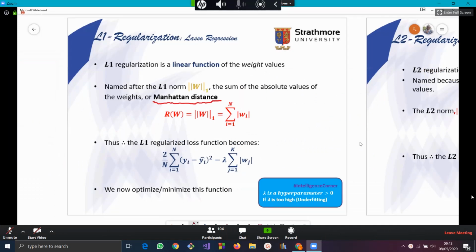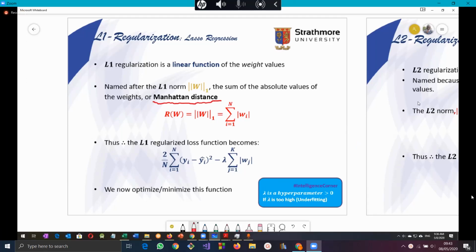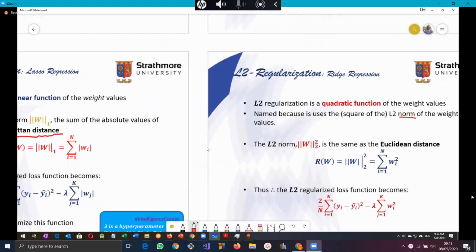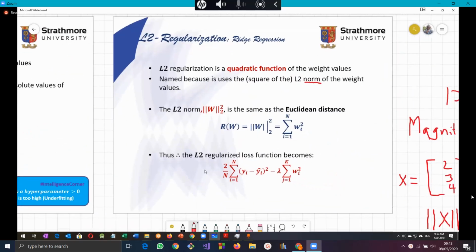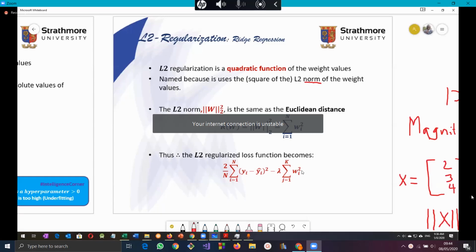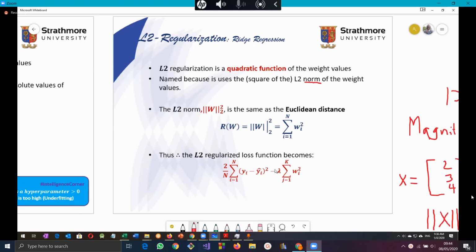L2 is the same, it's easy. You take the loss function as it is, then you minus lambda multiplied by the second norm. It's not difficult. Second norm means that you just take the weight, so we only have one weight, and you square it. This is the second norm. Square, you don't have to say absolute, because when you square it is always positive. So in every iteration, this is what we are going to be minusing.